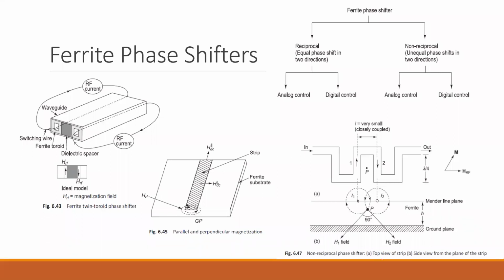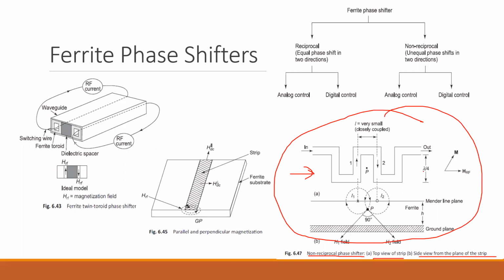Now here you can see a non-reciprocal phase shifter. This is giving you the top view, showing how the device appears from the top, and also how it appears from the side. These are the two views provided for the non-reciprocal phase shifters.